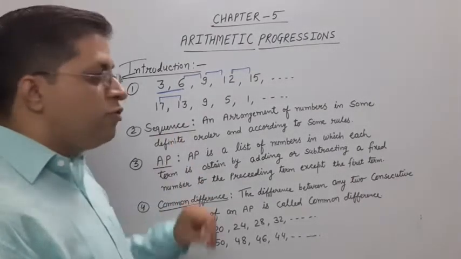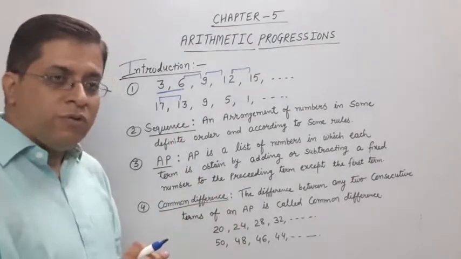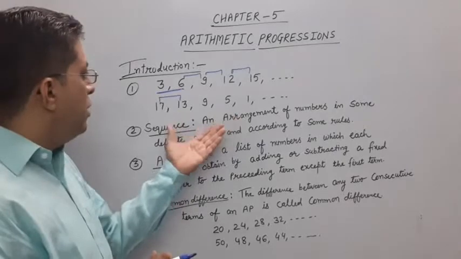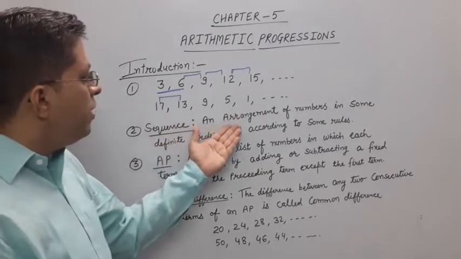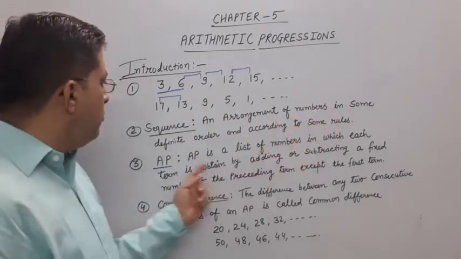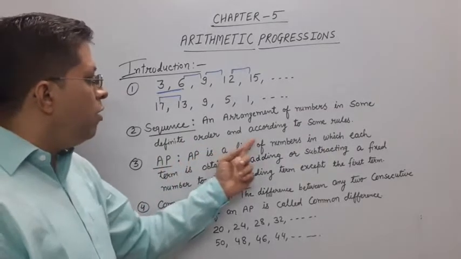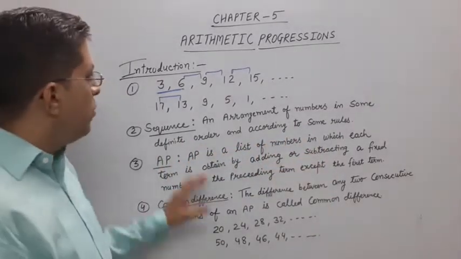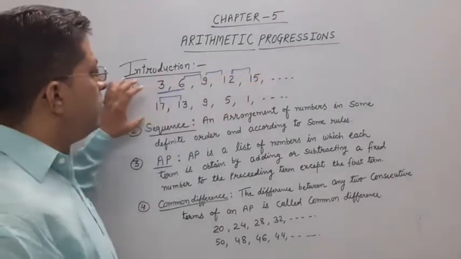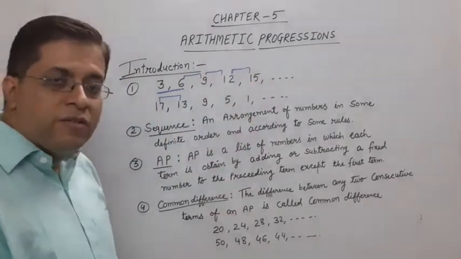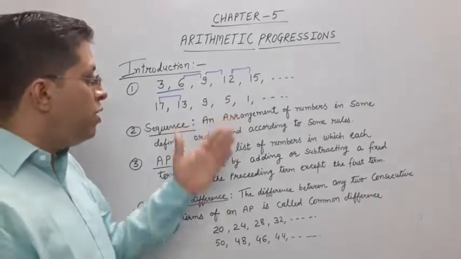Okay. Now first of all, what is the meaning of sequence? What is a sequence? An arrangement of numbers in some definite order and according to some rules. Okay, these types of series are called a sequence. Okay, we can say progression.